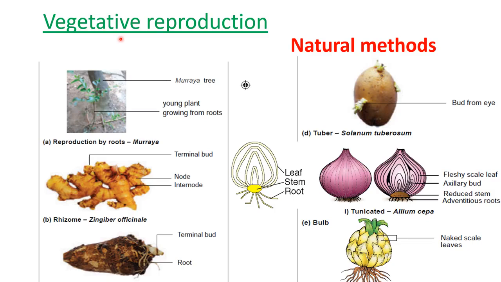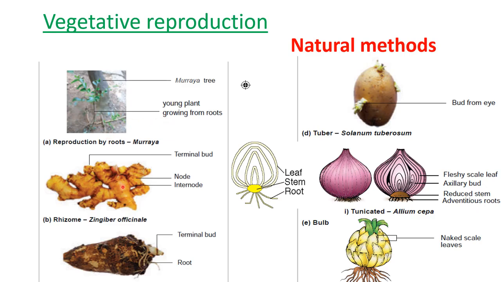Vegetative reproduction is a method of asexual reproduction in which a bud grows and develops into a new plant. The buds can be formed from roots or stems or leaves. As this is a natural method, we call it natural methods in vegetative reproduction. The first picture that you are seeing is of Murraya, Karuvepalai. The new plant forms from young roots.